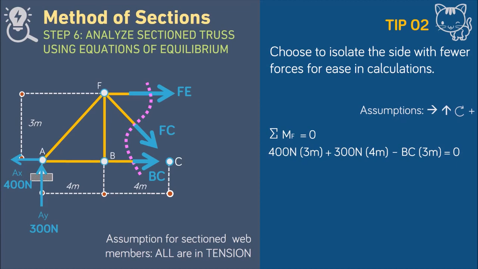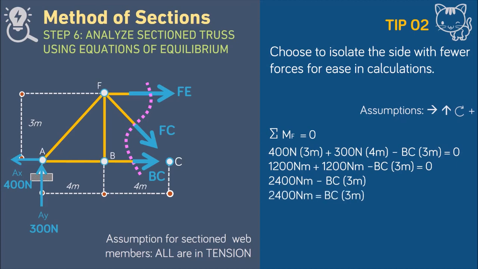So we're going to proceed with simplifying the whole equation, until we come up with BC being equal to positive 800 newtons. So it's positive, meaning that the assumption that it is acting in tension in our original free body diagram is correct.